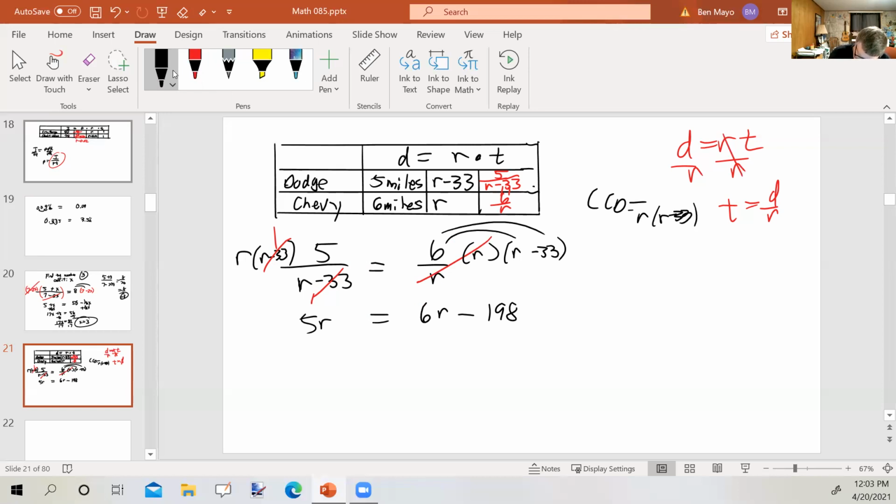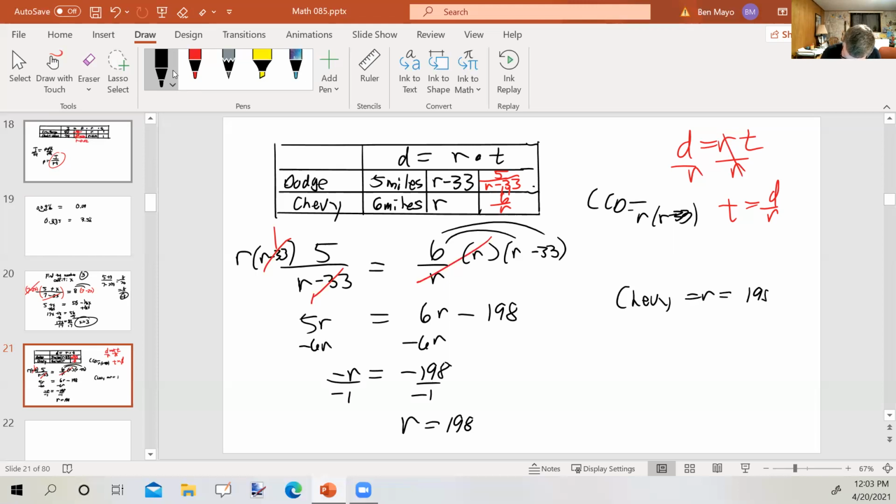Okay, let's solve for R on the left. I'll subtract 6R. So I get negative R equals negative 198. Divide by negative 1, R equals 198. So the Chevy is R, which is 198 miles per hour. The Dodge is R minus 33. Let's see, 198 minus 33 would be 165, I believe. Okay with that? Yep. All righty.